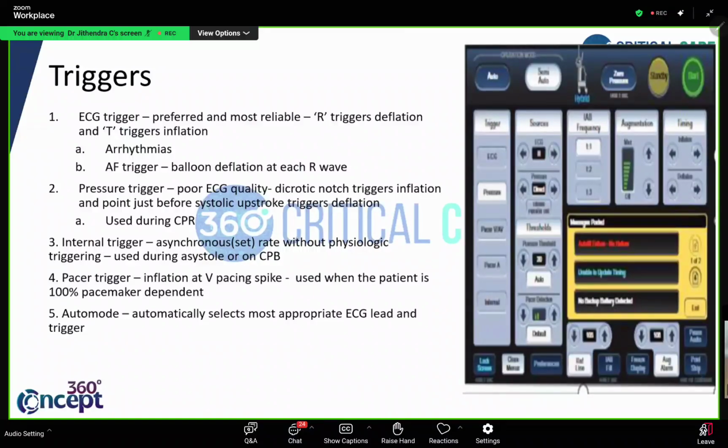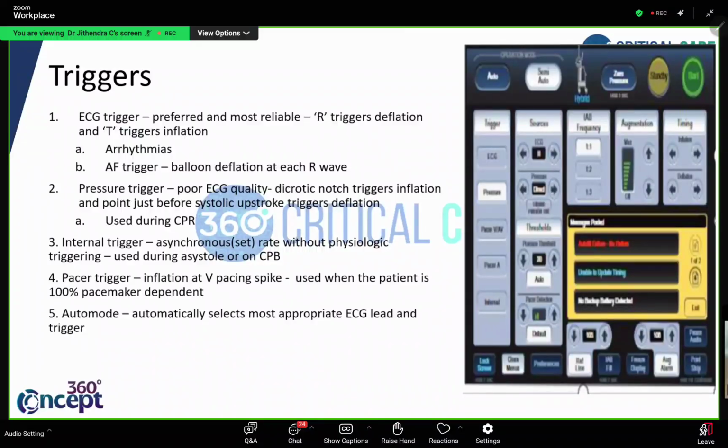This can also happen when your patient is on cardiopulmonary bypass. We all know there is a non-pulsatile flow during cardiopulmonary bypass. So during that time also, during asystole or during CPB, when your ECG and arterial trace are not great, you will put the patient on internal trigger and your patient will be supported by the IABP with a basic internal rate.